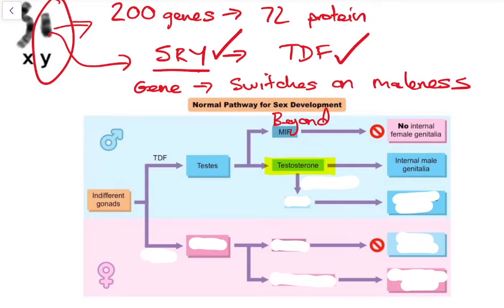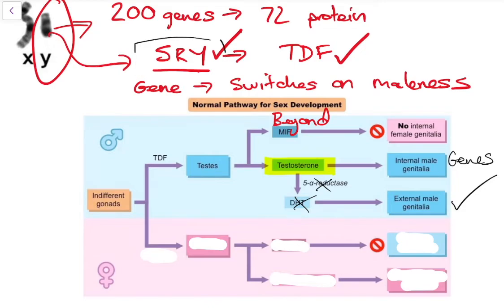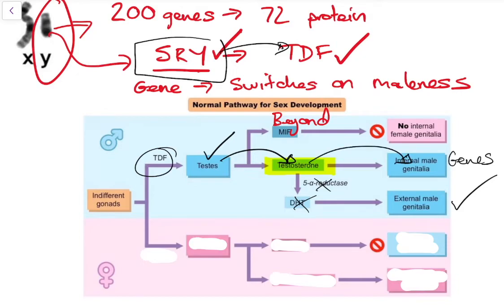Testosterone now switches on the genes for developing male internal genitalia, and it also switches on, through mechanisms that you don't really need to know, external male genitalia. So the flow is, if you've got SRY, you produce TDF, and TDF causes development of testes, leading to testosterone, which switches on the genes for male genitalia.